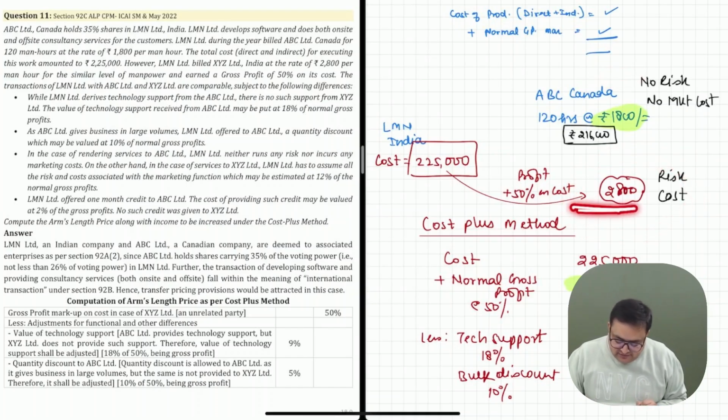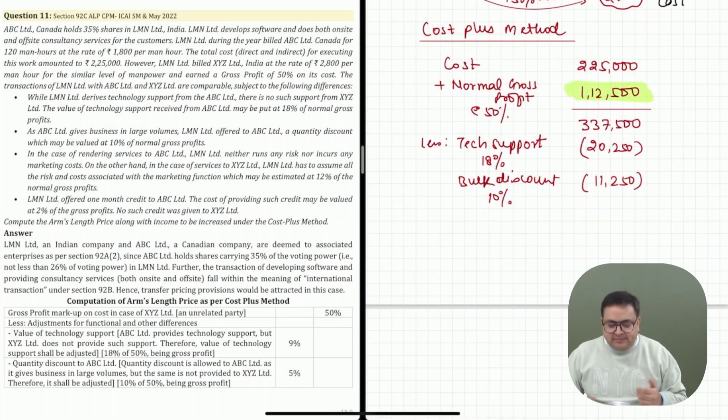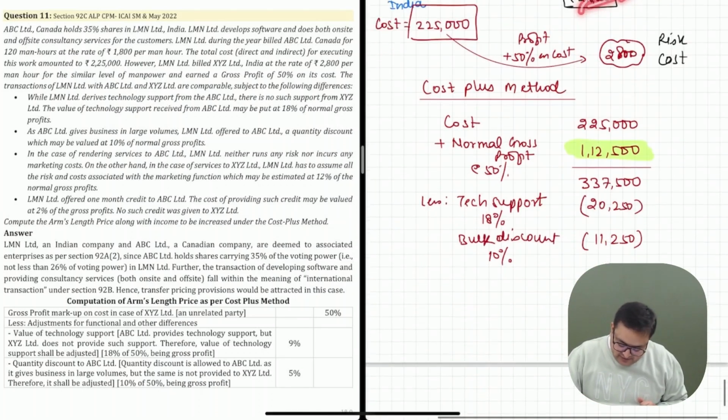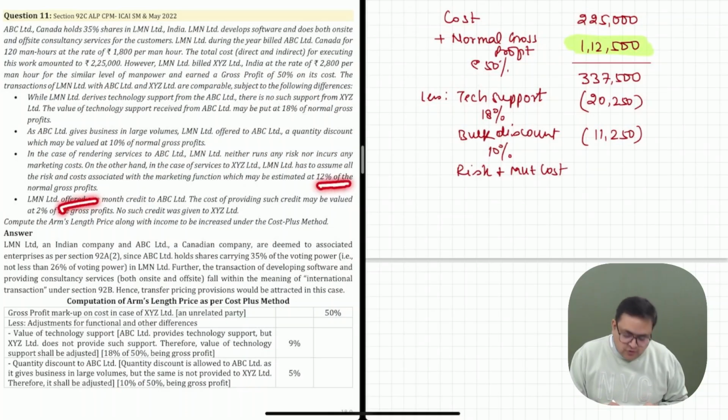So right now we have this value. So what we will do, again, add or subtract? We will subtract, sir, because we want this value. So we will subtract the amount related to risk and market cost. How much is it? This is 12% of the normal gross profit. So again, for this amount, 12%, how much is it? 1,12,500 into 12%. So this is 13,500.